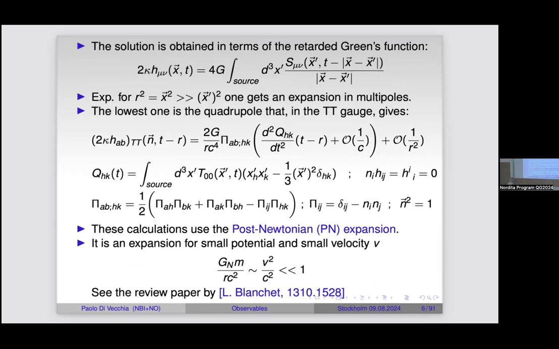Then the solution is given in terms of the retarded Green's function. Then you expand for large distance, and you get an expansion in multipoles. The lowest one is the quadrupole, which in the transverse traceless gauge is given by this expression in terms of the quadrupole moment of the energy momentum tensor. This calculation uses the post-Newtonian expansion, an expansion for small velocity and small fields, that is, small potential. There is a very interesting review by Blanchet that, if you are interested, you should look at.